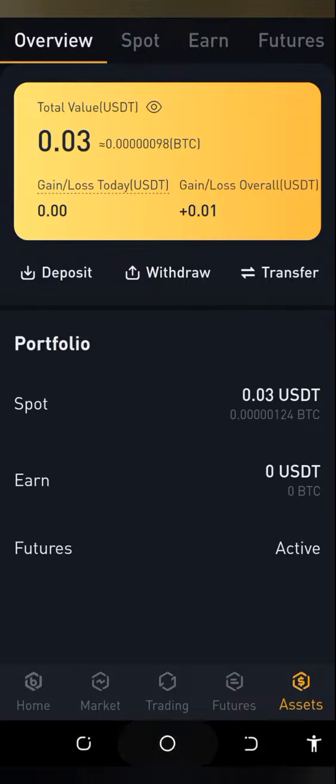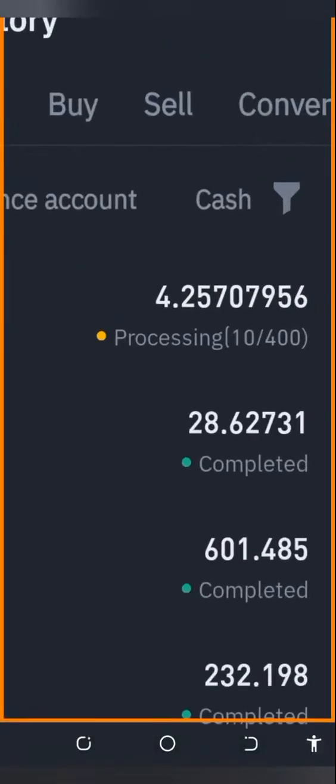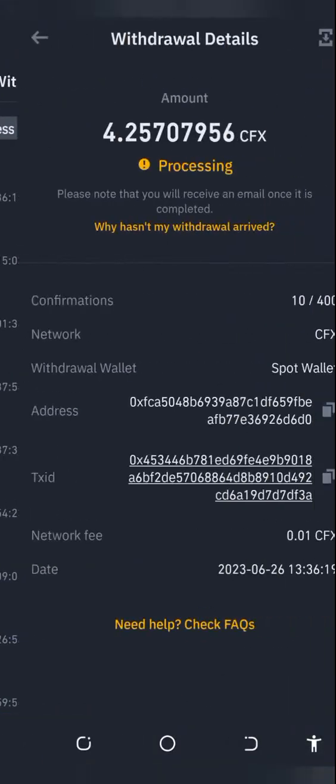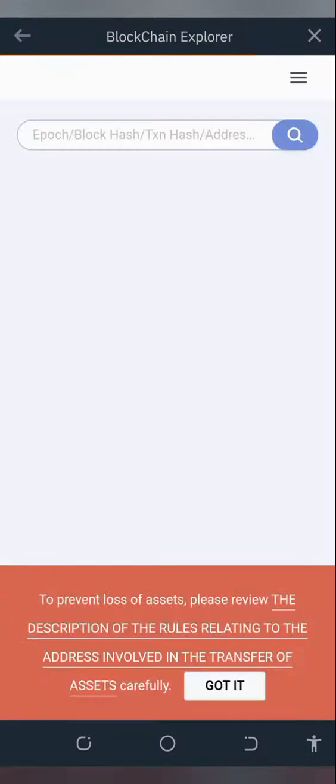Currently, it's still looking like it's processing, okay? So we're still seeing the processing going on. We've gotten 10 out of 400 confirmations. Interesting. I don't know how long this is going to take. No idea, right? Let me click on this, to see whether it will take me somewhere to see what's going on. Well, this is what happens when you're trying to send money through networks. It takes time.